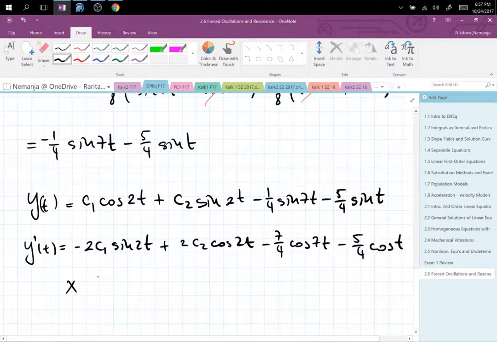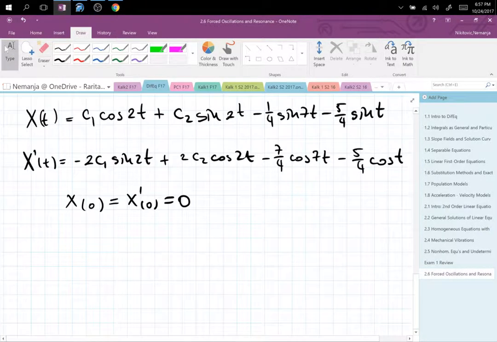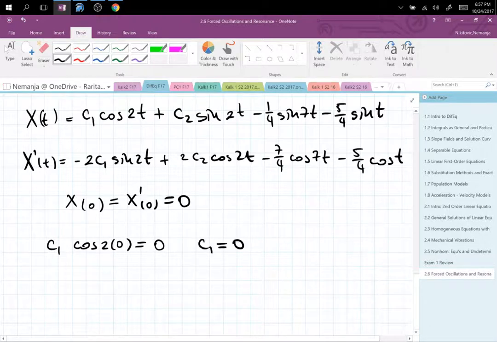What we need to plug in is, why I put y? It should be x. It's x of t. So x of 0 is the same as x prime of 0. Oh, why? You use pens? Don't. You're in a math class. So plug in x equals 0. It kills all of the sine terms. So we get that c1 cosine of 2 times 0 is equal to 0, and we calculate that c1 is equal to 0.